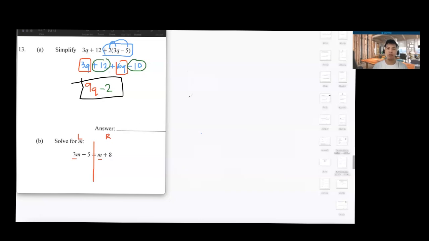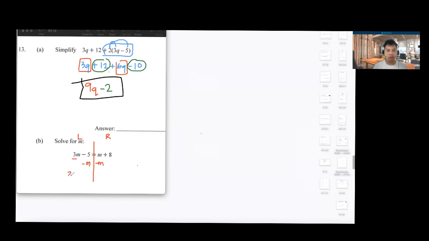So this is what we're going to do first. The rule is whatever you do with one side, you have to do on the other side. So I will take away m here. Okay, I take away m, so I need to take away m here. So that means it would be 3m take away m is what? That's 2m, right? Yeah. Does that make sense?